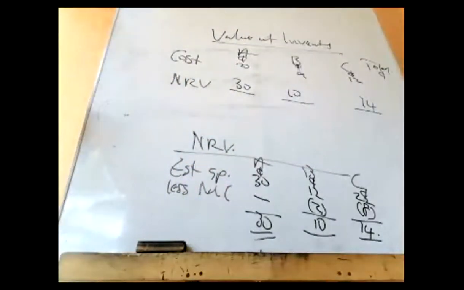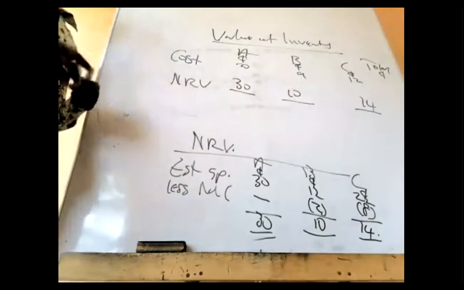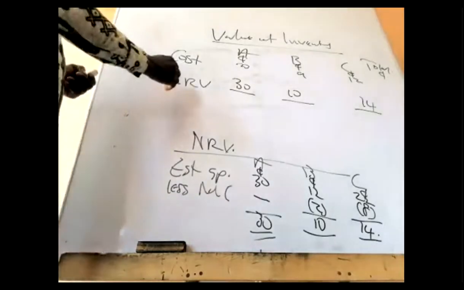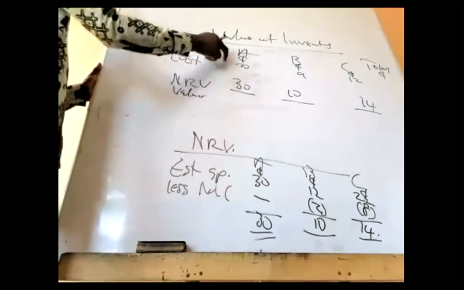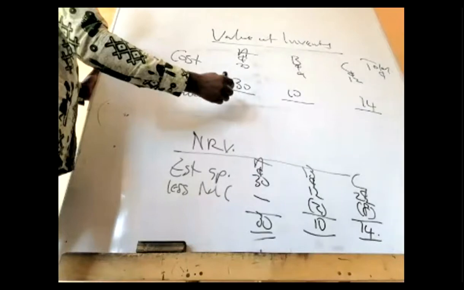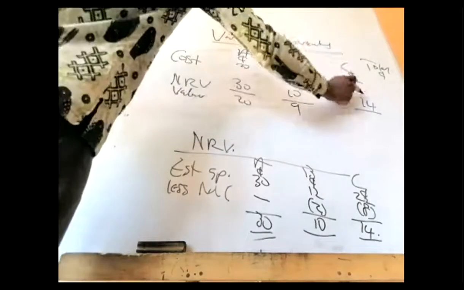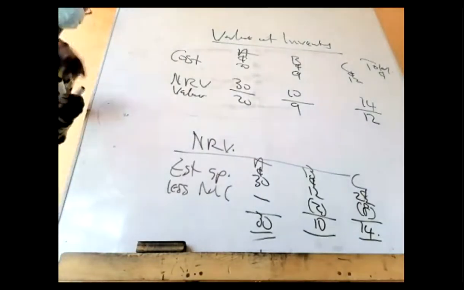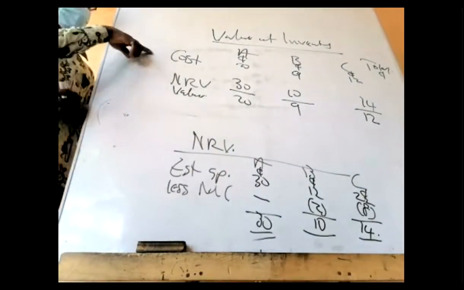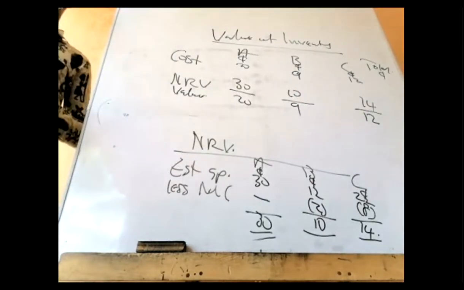So what will be the value of these goods? Inventory should be measured at the lower of cost and NRV. So compare the cost to the NRV and select the least amount. So here the value of the inventory, if I compare, will be 20, because 20 is lower than 30. 9 and 10, I take 9. 12 and 14, I take 12. Coincidentally, all the costs are lower than the NRV. Just a coincidence. You can change it.